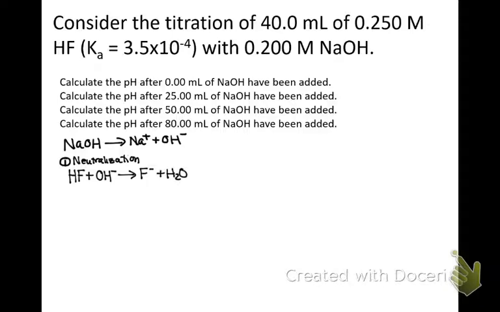So the first step is going to be to do the neutralization reaction and figure out what we have left over in the solution after this happens. And then the second part is going to be to calculate the pH of that solution.